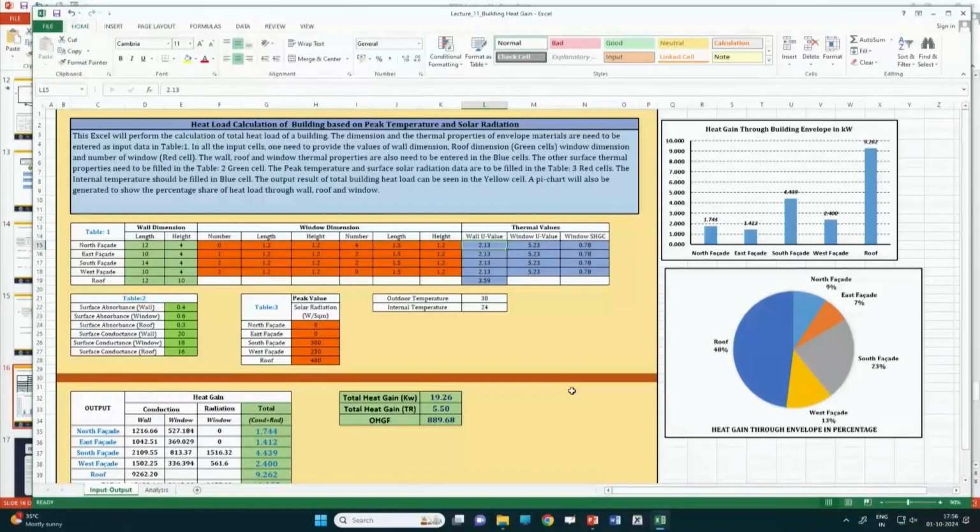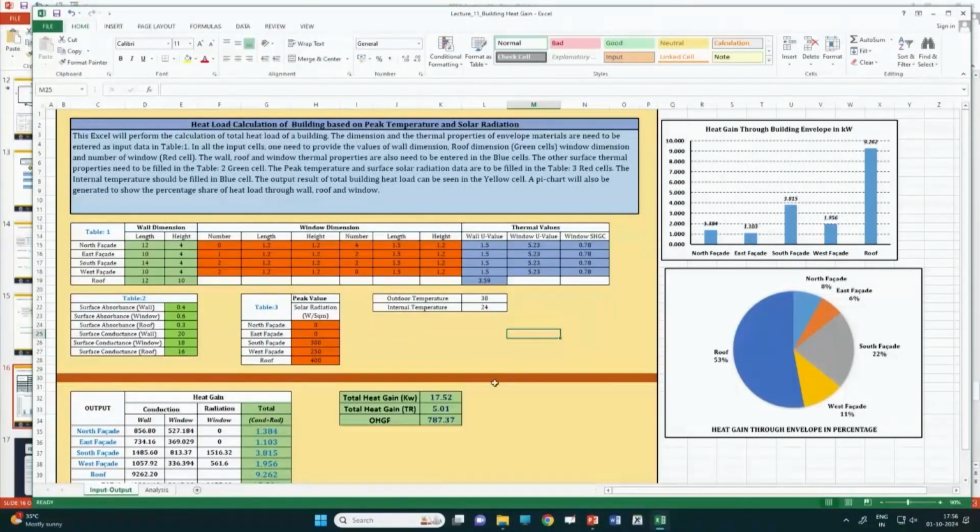Now if I provide a better material, suppose 1.5 is the wall value. See, it changes, it goes down from 19 to 17. Suppose you further improve the window value from 5 to 3.5, further it is going to give you a reduction in the total heat gain from 17 to 16.8 or something.